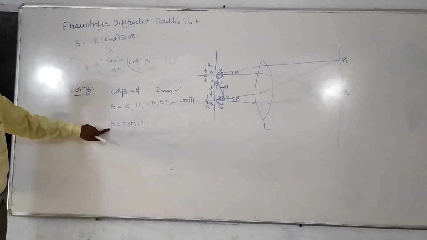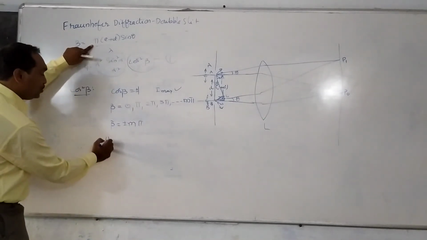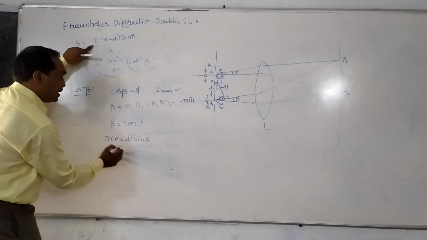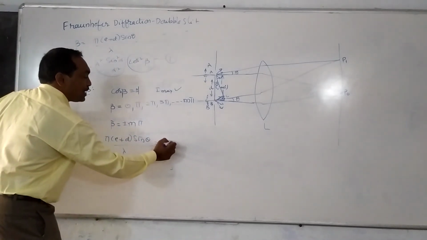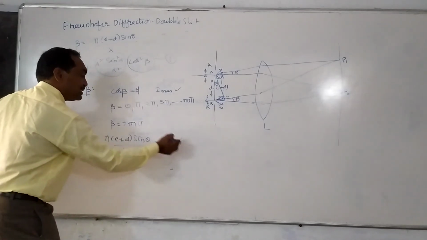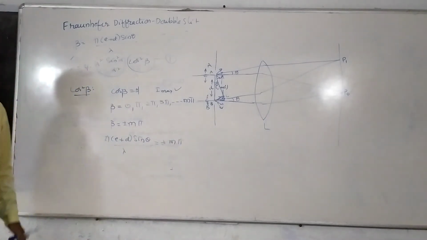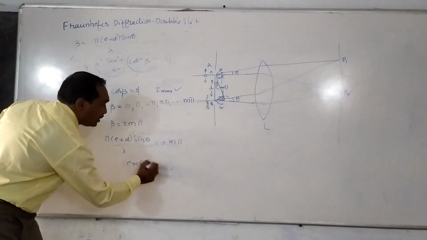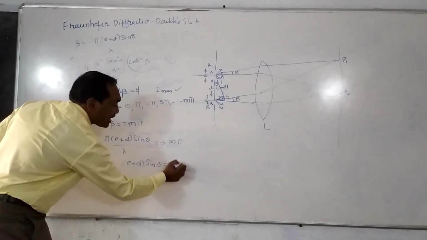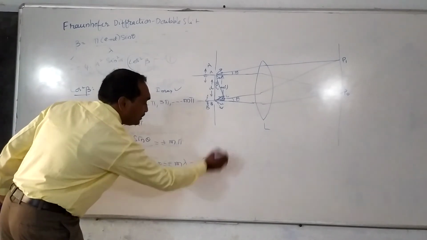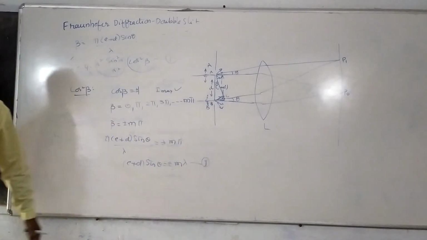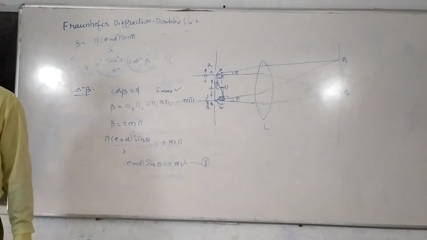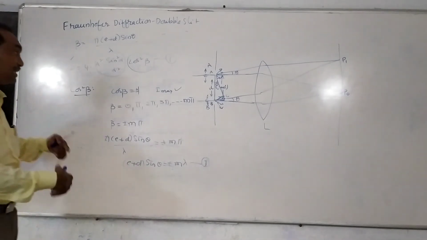But you know the value of beta: pi into e plus d into sin theta by lambda, that is equal to plus or minus m pi, where pi cancels. That is e plus d into sin theta is equal to plus or minus m lambda. This is the condition of maximum intensity in the double slit experiment. And what about the second condition?